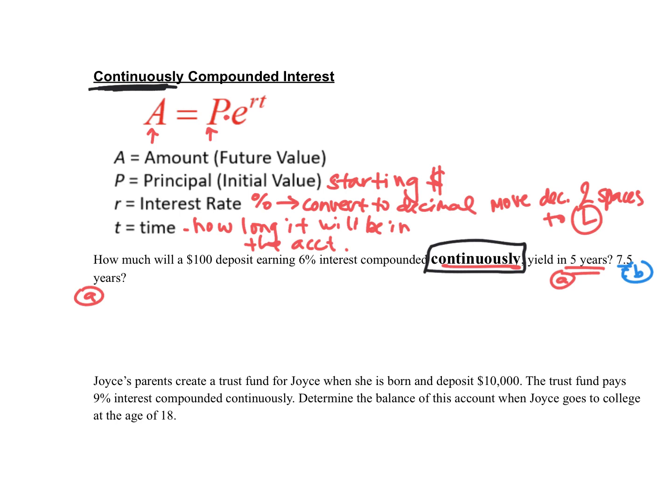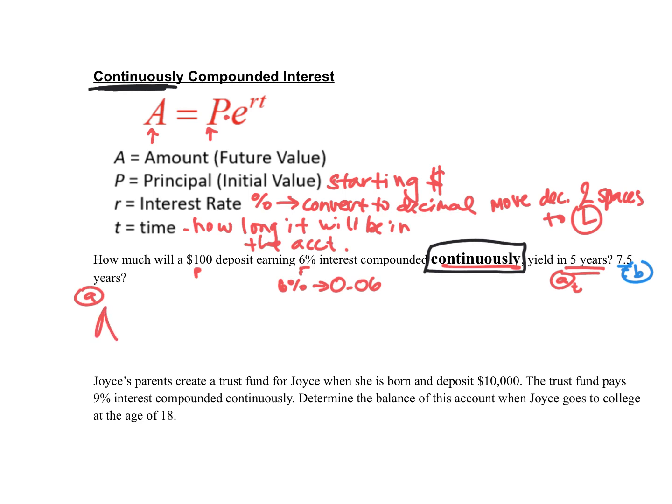Okay, so here we go. We got $100 is our initial value. That's the starting amount of money that we're putting in. So that's our P. It's going to earn 6% interest. So that's our rate. But wait, we have to convert it to decimal. So 6% interest is the same thing as 0.06 in decimal. Okay? Compounded continuously tells us to use this particular formula, and yield in 5 years. So this is our T, is 5 years.